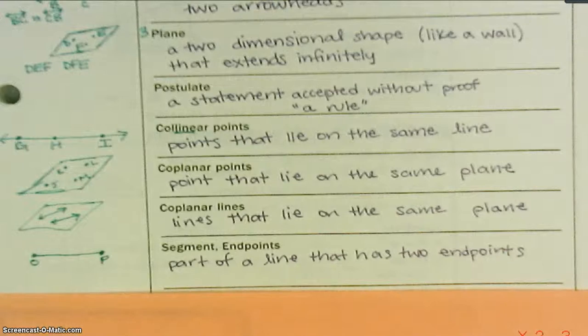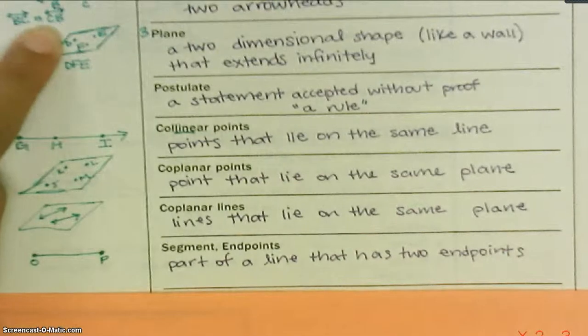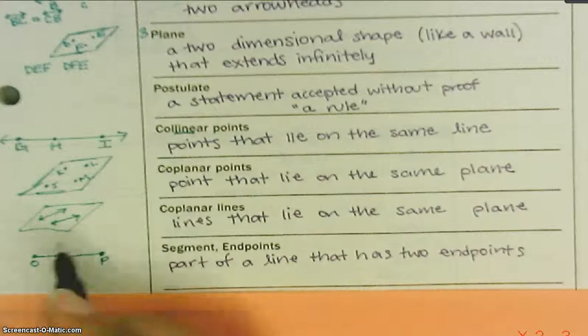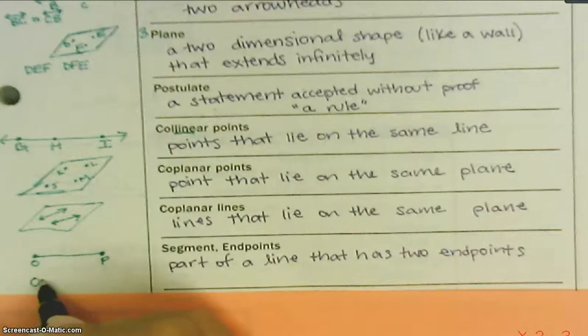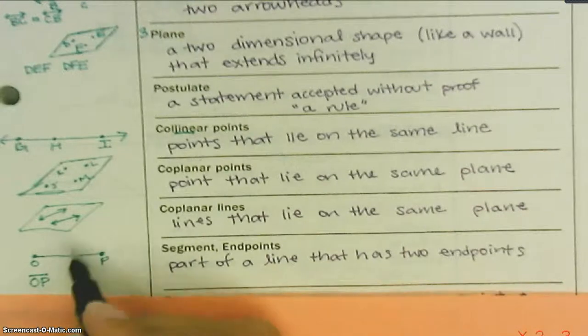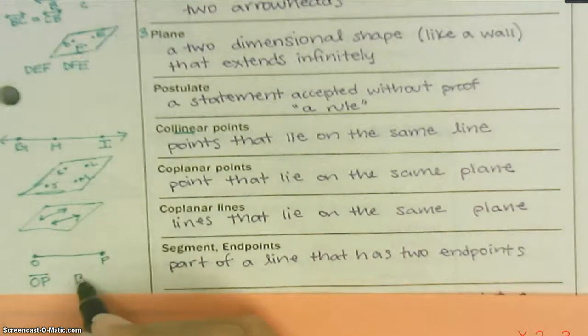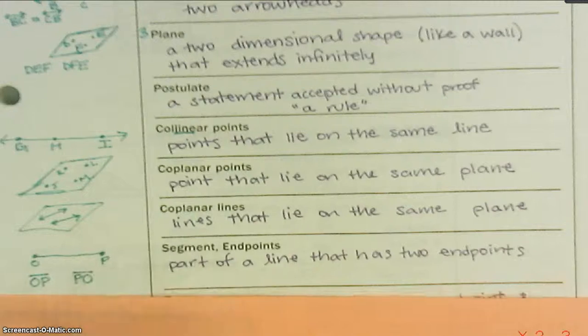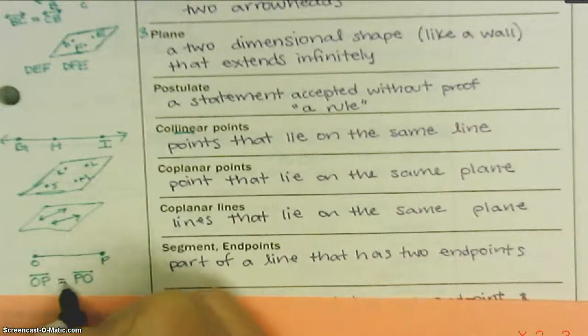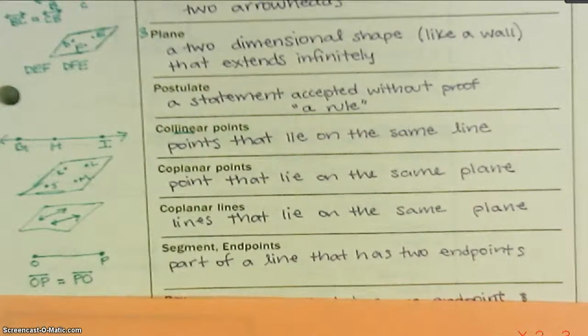So to name this, instead of using 2 arrows like we did above, we're just going to put a bar above the letters. So we can call this segment OP. See how it's just a bar with no arrows? Or we could call it PO. We start at O, end at P, or start at P and end at O. Still the same segment. These 2 names are equal to each other.